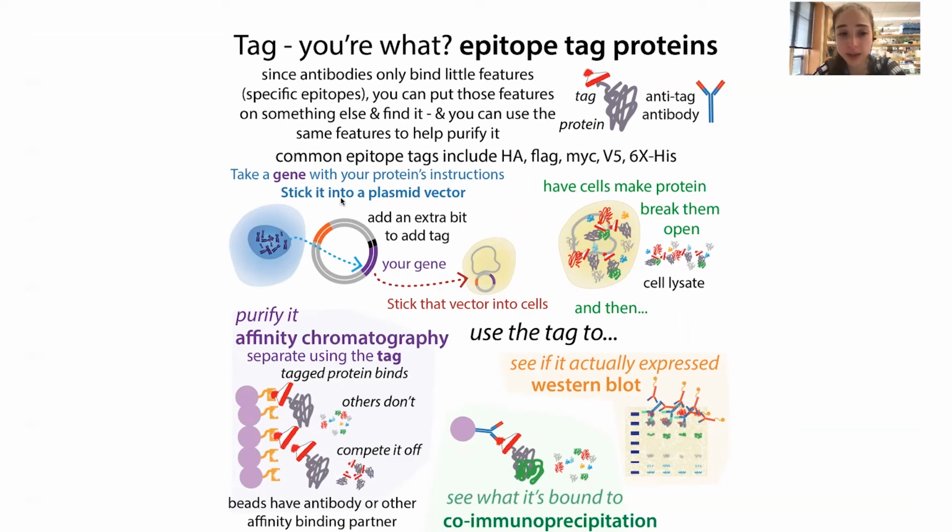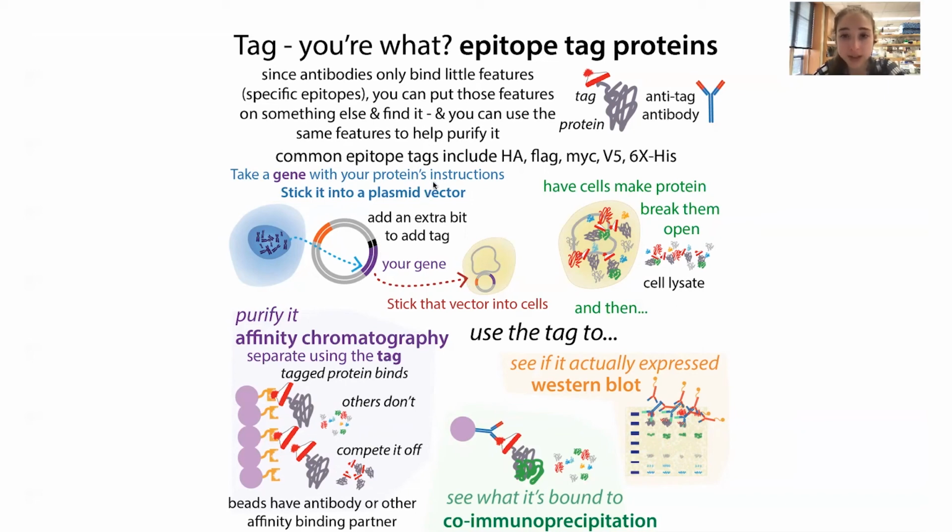We call this recombinant because you're recombining the gene of your interest with something that's going to allow you to get it into cells and make it. Alternatively, you can do this in cells with some genetic editing, where you're actually modifying the gene inside of the cells. In either case, you can add a little bit extra to the end of your gene, and this is going to serve as an epitope for the antibody.